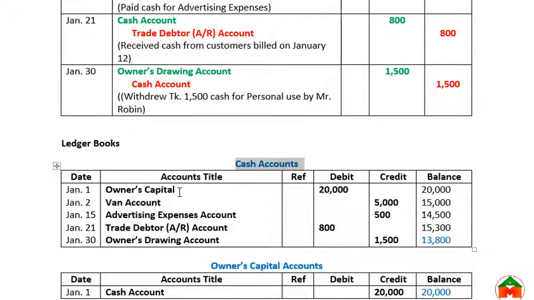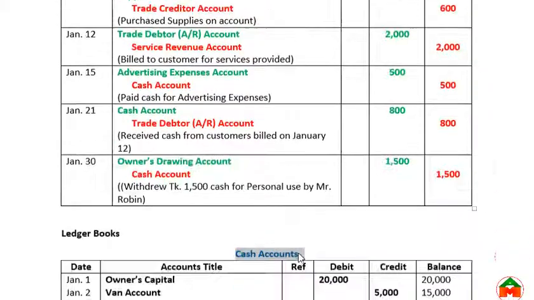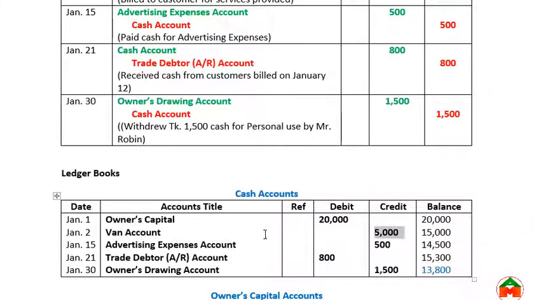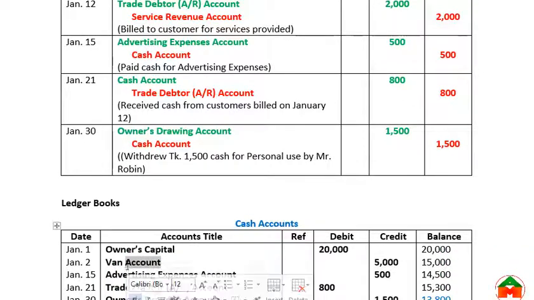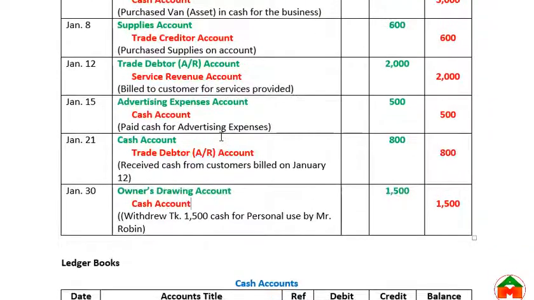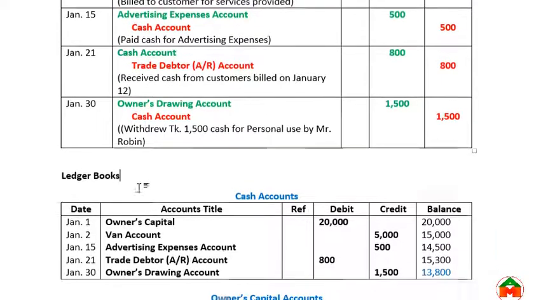Okay, so on January 2, cash is credit with 5,000. We have written 5,000 on the credit side, but the name was van account. Here the name was van account. And another cash entry is found here. Cash account is credit 500. We have written it on the credit side, 500 with the name advertising expense.